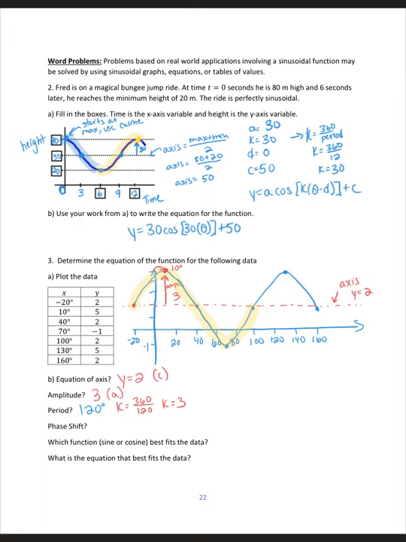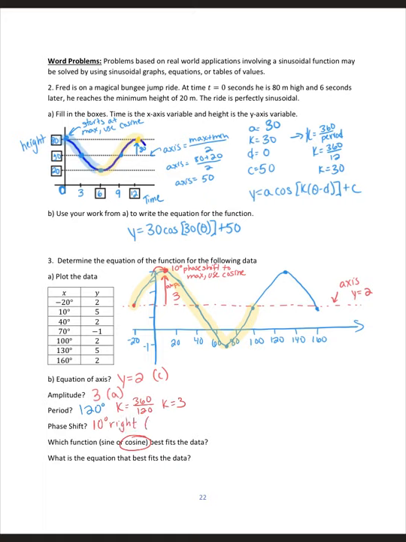So that's 10 degrees from my y-axis. So if I have to do a 10-degree phase shift to my maximum, we're going to use cosine. So which function are you going to use? We're going to say cosine, and that requires a 10-degree shift to the right.